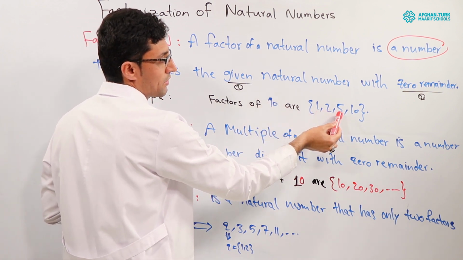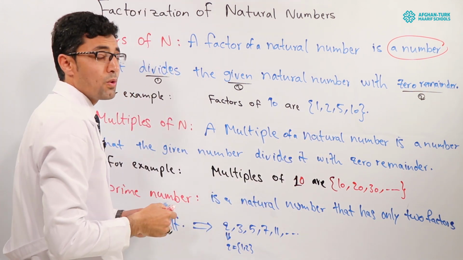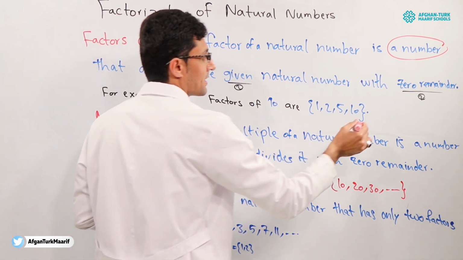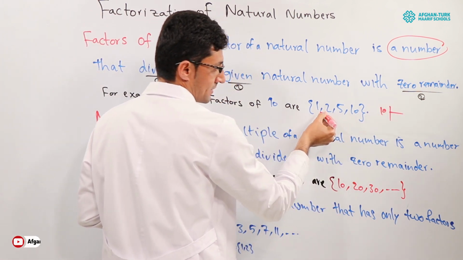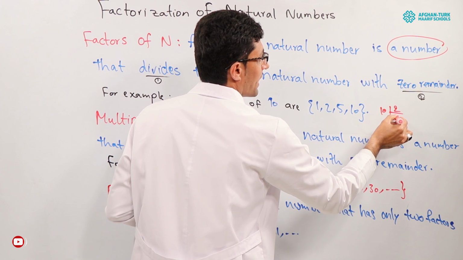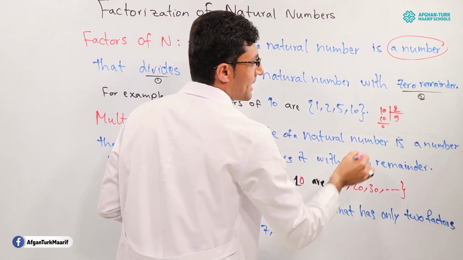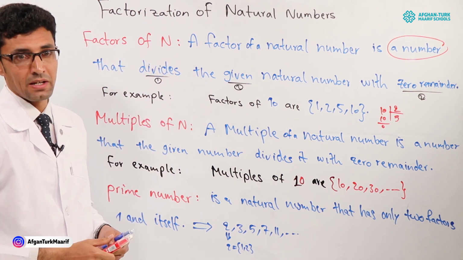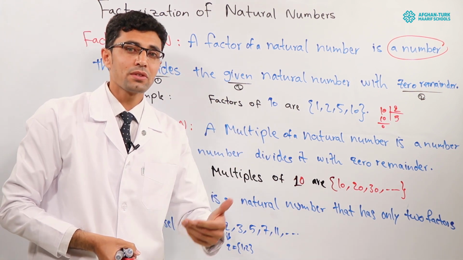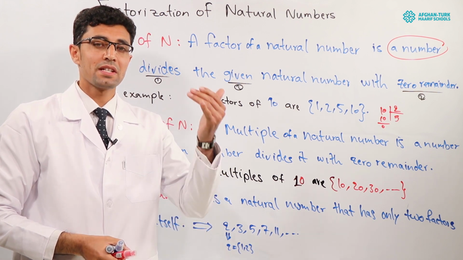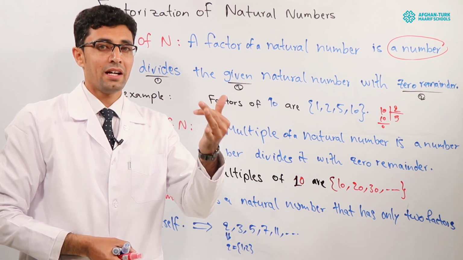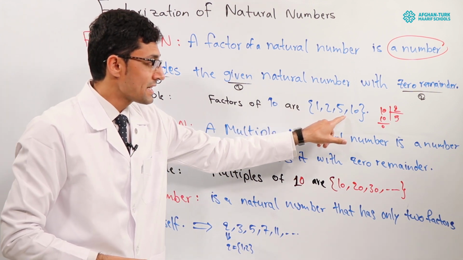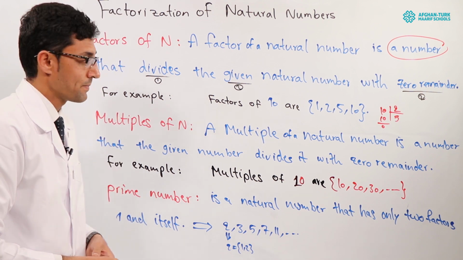For example, factors of 10 are 1, 2, 5, and 10. Why are 1, 2, 5, and 10 factors of 10? Because if I divide 10 by, for example, 2, 5 multiplied by 2 is 10. What is the remainder? It is 0. Now you know factors of a natural number. If I ask you the factors of 6, you say 1, 2, 3, and 6. It means there is a specific number of factors.